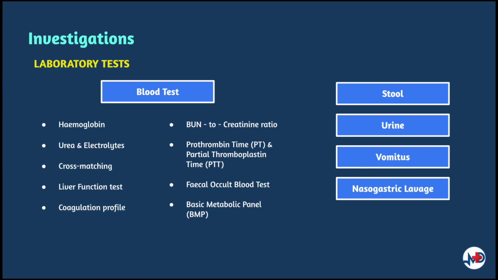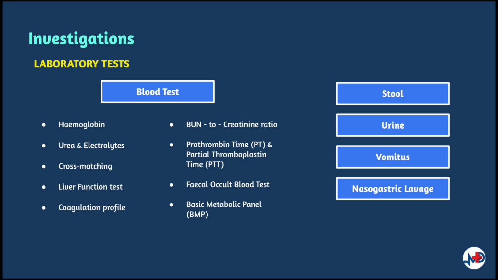In terms of lab investigations, consider doing a full blood count to look at the hemoglobin levels, urea and electrolytes to look at the degree of dehydration. Cross-matching can be done instantly to prepare for blood transfusion. Liver function test and coagulation profile to ensure there's no ongoing bleeding diathesis, a basic metabolic panel, fecal occult blood test, as well as a blood urea nitrogen to creatinine ratio.